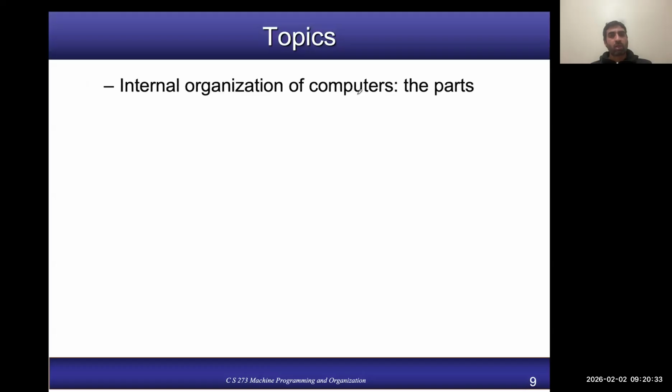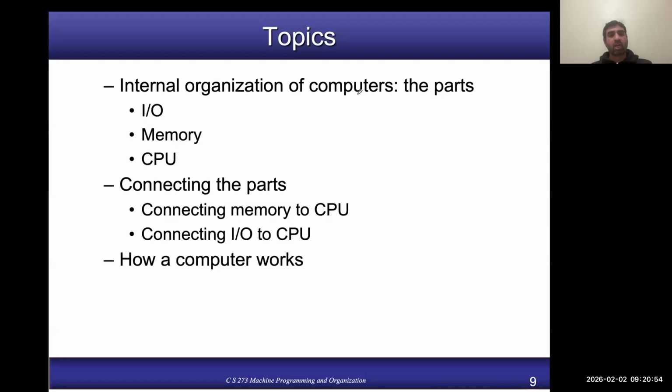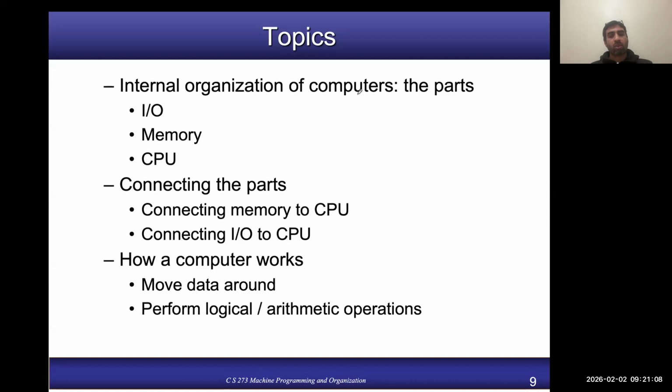What we are going to cover is the main components in the microcontroller chip: I/O, memory and CPU, and how those components are connected, which means how memory is connected to the CPU and how I/O devices, input output peripherals, are connected to the CPU, and how a computer works. We will look at an animation of how things work when a program is executed on that microcontroller, what the execution flow is, how data is moved around and how arithmetic and logical operations are performed.